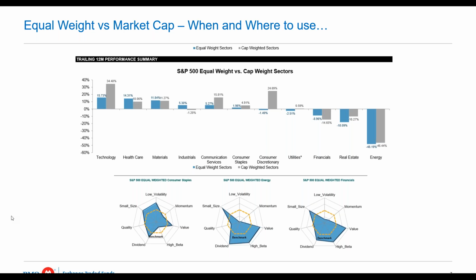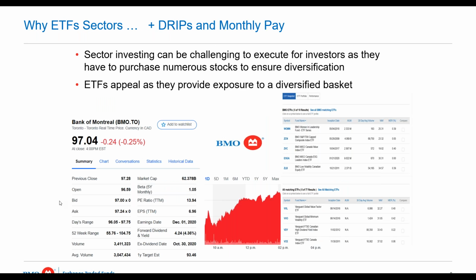Thanks for that, Chris. Now, Mackenzie, I'm going to bring you in because Chris mentioned, of course, in the ETF context, why would somebody use an ETF to access a certain sector of the marketplace? Give us some background around that.